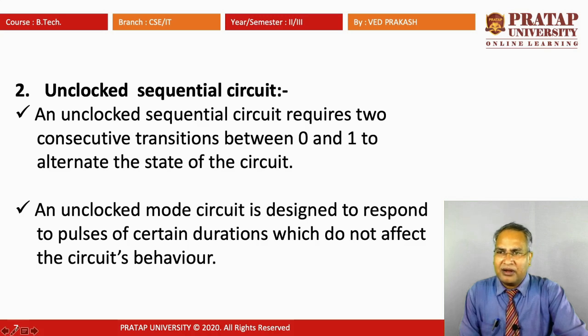Next is the unclocked sequential circuit. An unclocked sequential circuit requires two consecutive transitions between 0 and 1 to alter the state of the circuit. So basically there are only two sequential or consecutive transitions between 0 and 1. An unclocked mode circuit is designed to respond to pulses of a certain duration, which do not affect the circuit behavior.